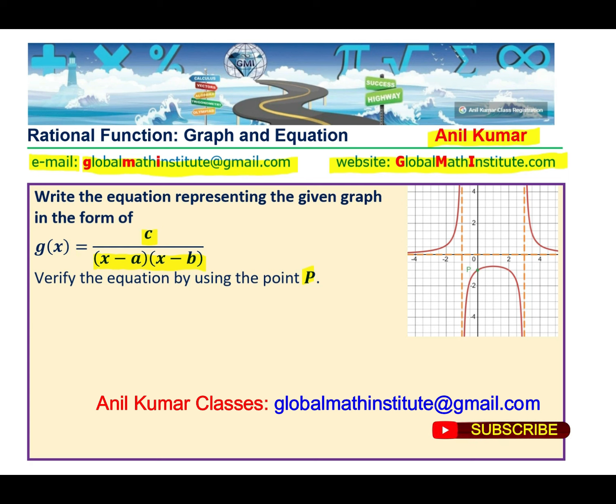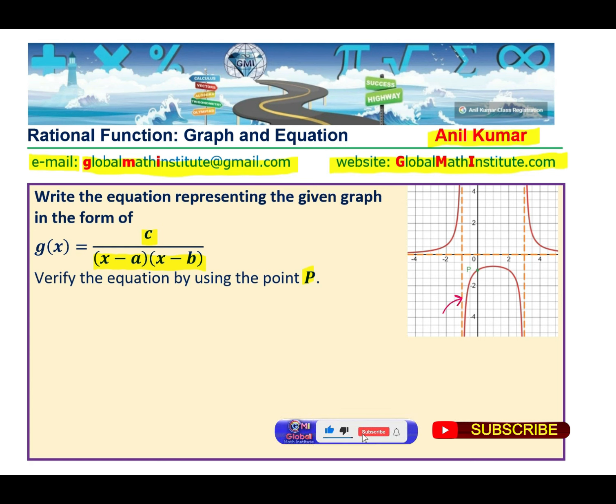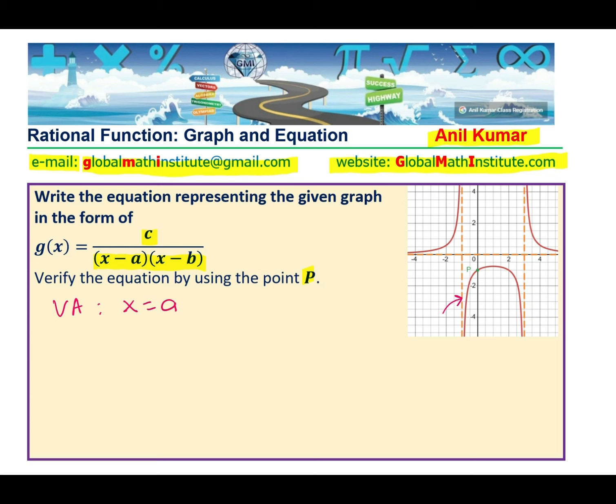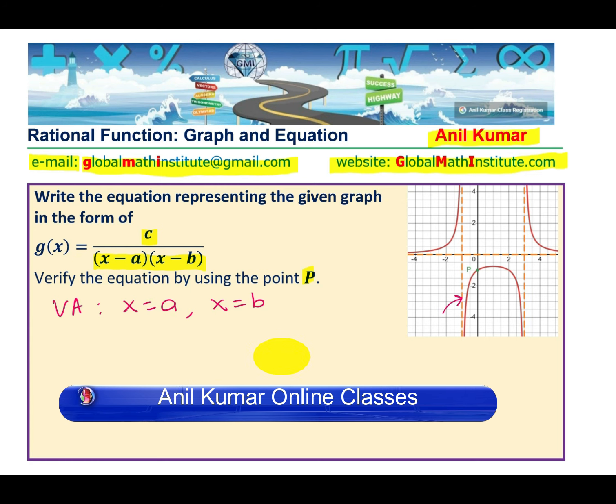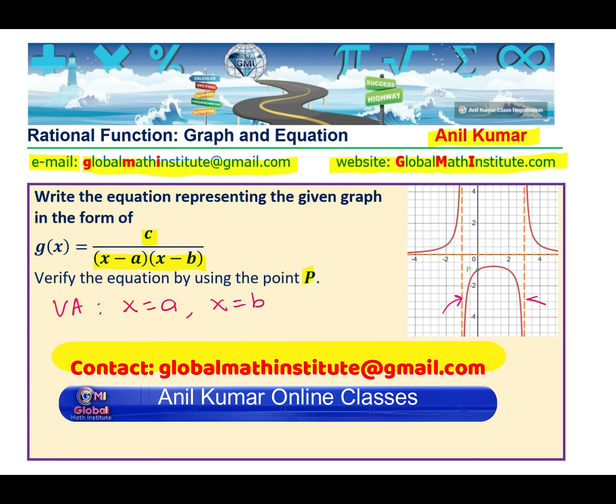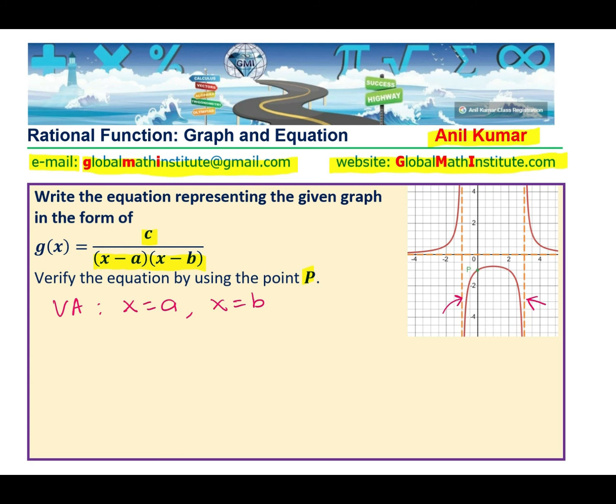The orange lines indicate the vertical asymptotes, right? So, what is the vertical asymptote? For any reciprocal kind of function, the denominator being 0 leads to a vertical asymptote. So, x equals a will be one vertical asymptote, and x equals b will be the other vertical asymptote. So, the values of a and b you can find from these two vertical asymptotes. So, it becomes very clear how we get the denominator. You get the idea, right?